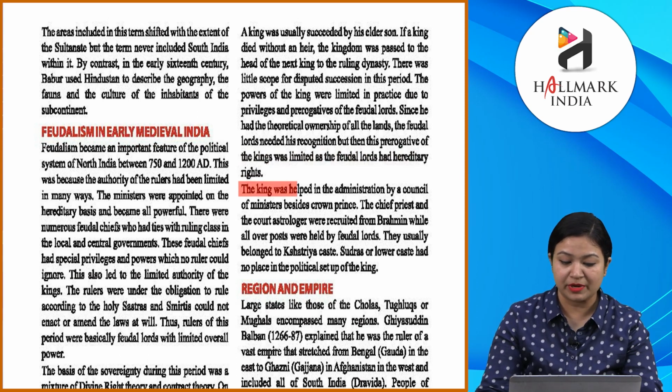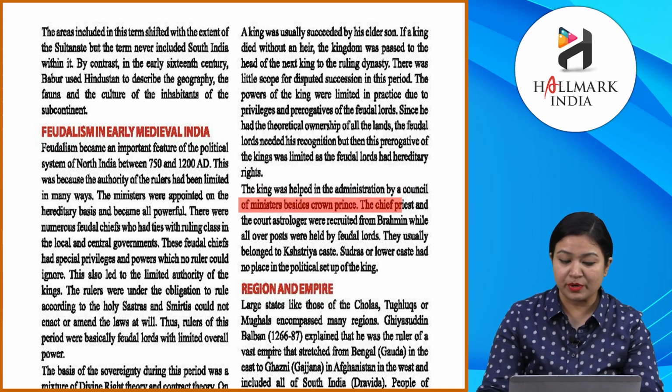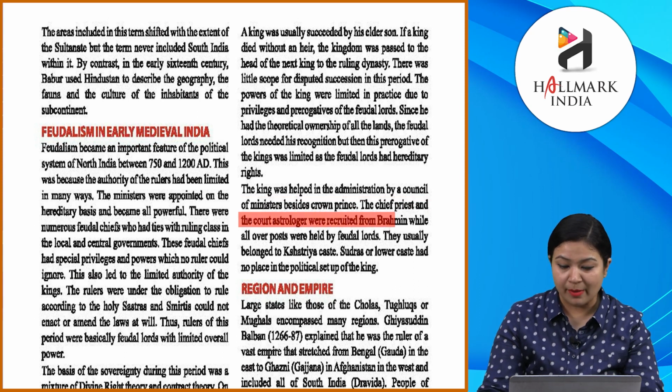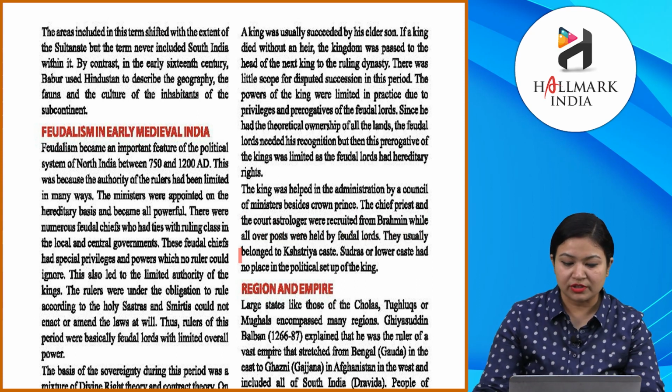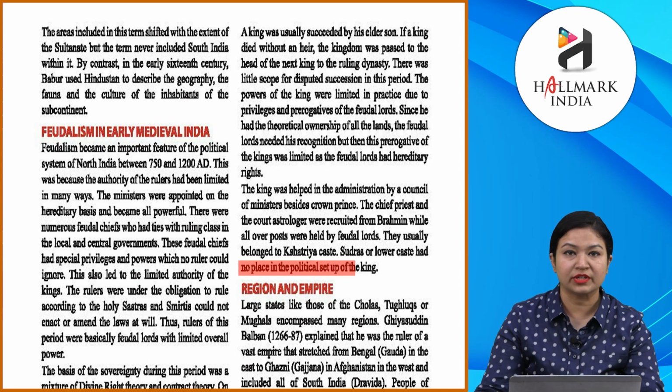The king was helped in the administration by a council of ministers besides the crown prince. The chief priests and the court astrologers were recruited from Brahmins, while all other posts were held by feudal lords. They usually belonged to the Kshatriya caste. Shudras or lower castes had no place in the political setup of the king.